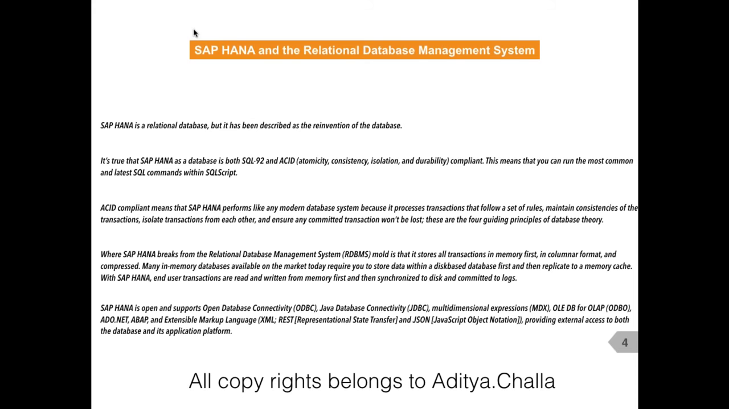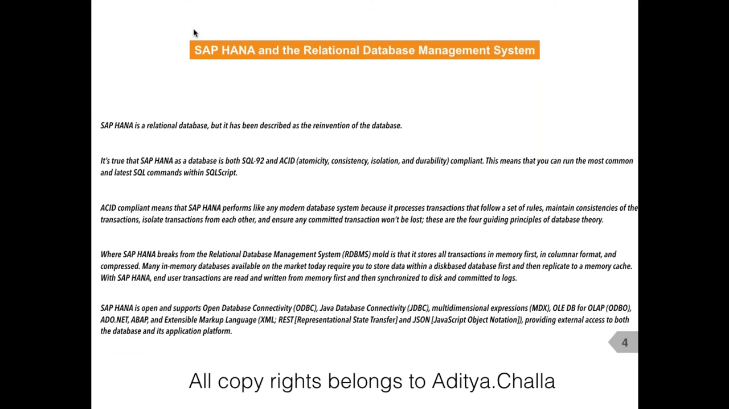Where SAP HANA breaks from the relational database management system model is that it stores all the transactions in memory first and in columnar data format, and then it compresses the data to free up disk space. Many in-memory databases available on the market today require you to store the data within a disk-based database first, and then it replicates to the main memory cache. With SAP HANA, end-user transactions are read and written from memory first and then synchronized to the disk and committed to the log. That means there are some architectural changes in this case.